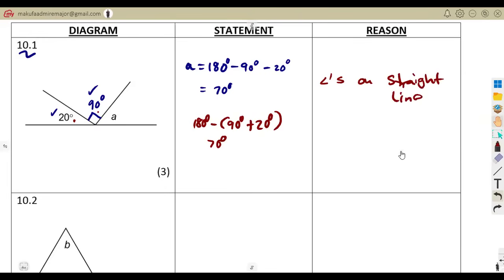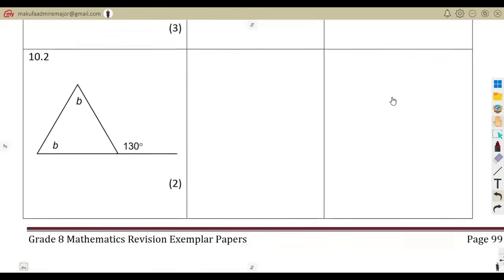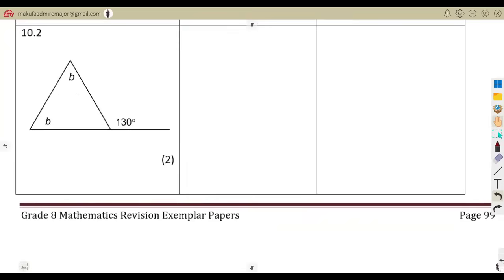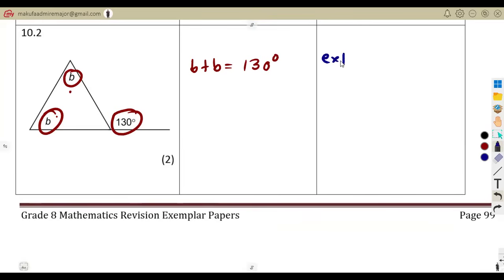That is what we have. They add up to 180 degrees. On 10.2, we are given this is B and this is also B. And there is an exterior angle, which is 130 degrees. Remember, the sum of these two, B and B, is supposed to be equal to 180 degrees, which is the exterior angle. We are referring to the exterior angles, the exterior angle of what?